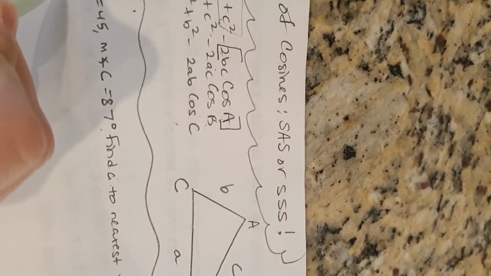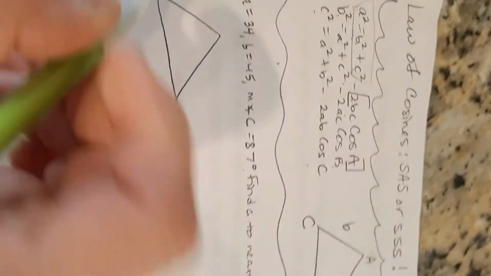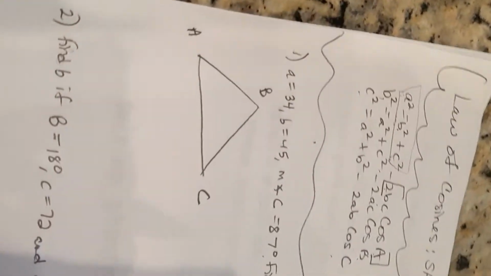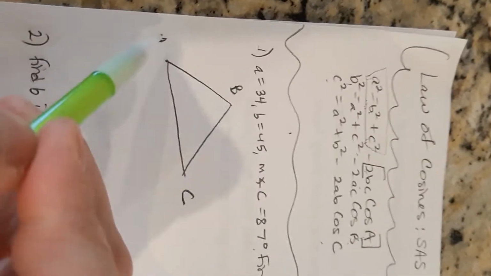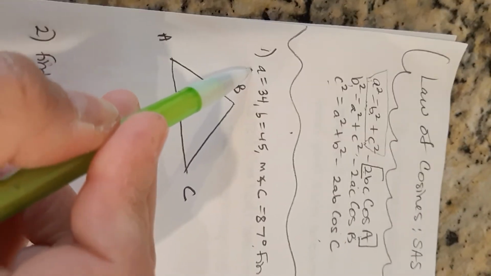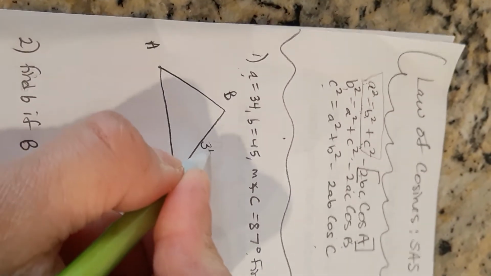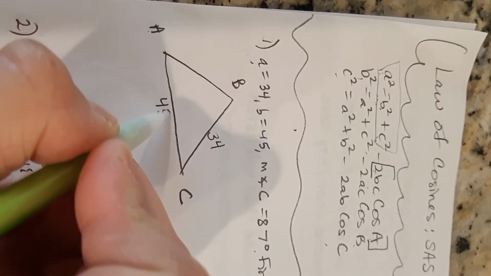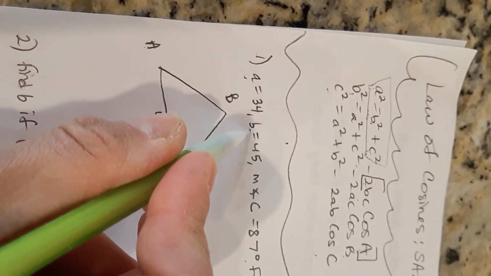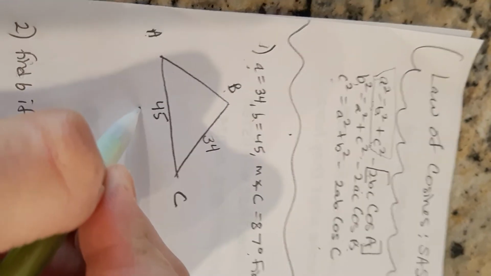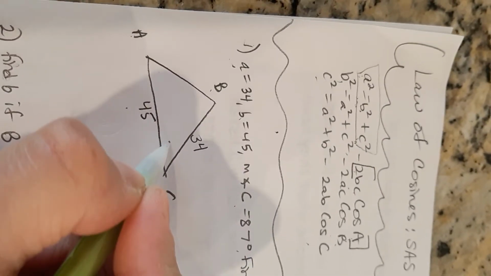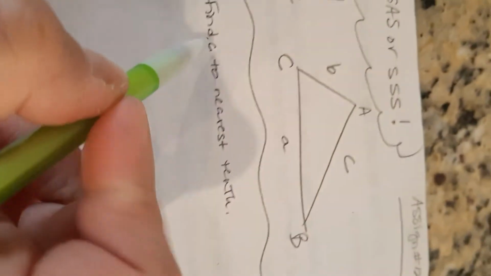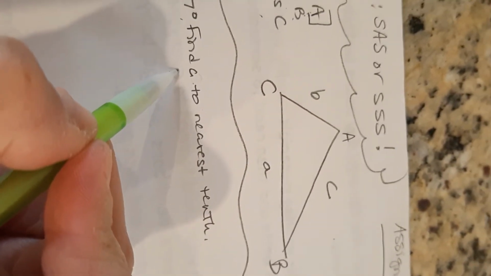All right, so we have given information. I'm going to label ABC. I always have a habit of starting that way. Side A, I know it's side A because it's lowercase, is 34, so that's across from angle A. Side B is 45. I know that's a side because it's lowercase and it's across from angle B. And the measure of angle C is 87 degrees. Find c, lowercase c, side C to the nearest tenth.